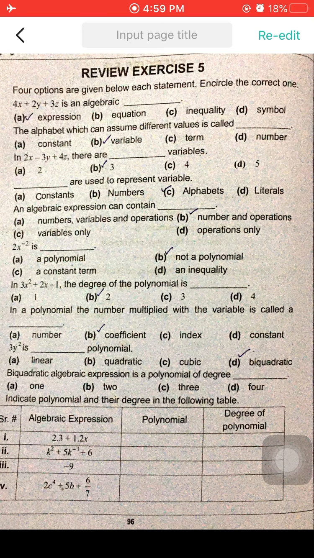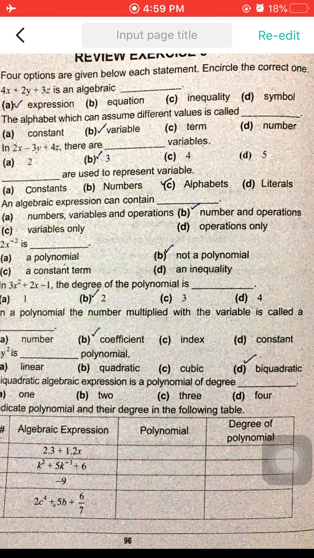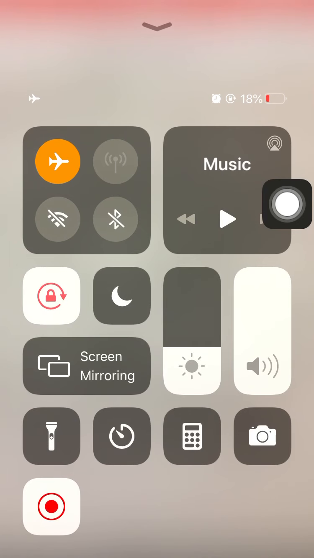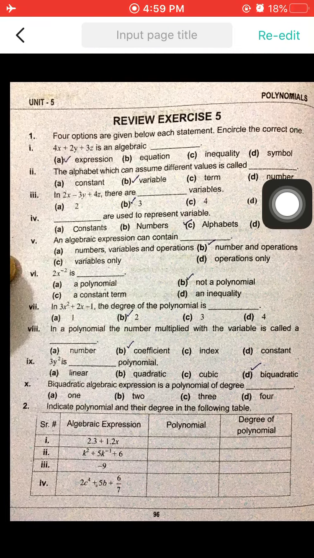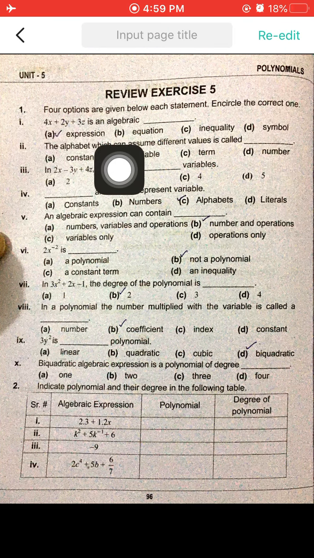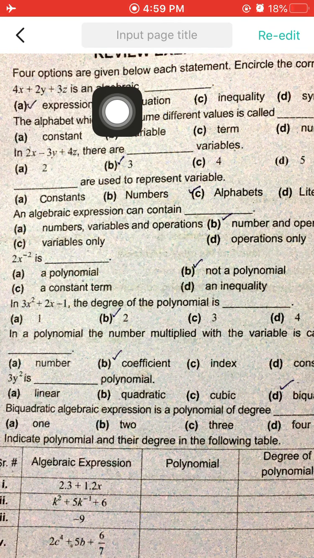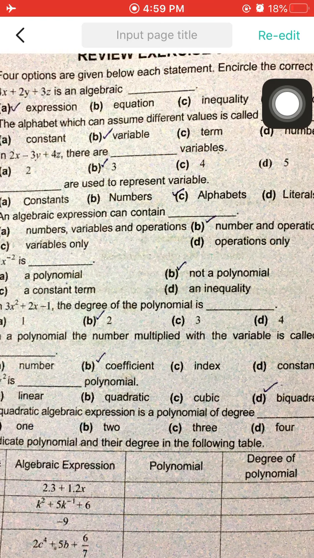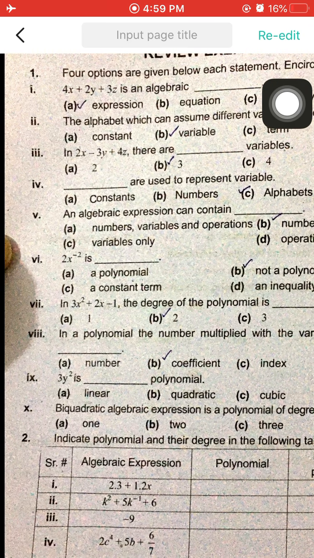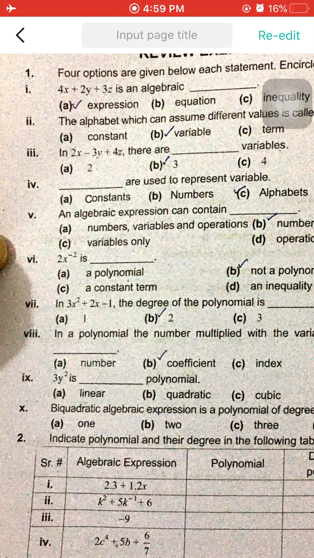Students, today we discuss the review exercise of unit number 5. Question number 1. Four options are given below each statement. Encircle the correct one.